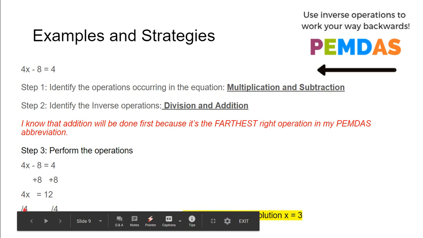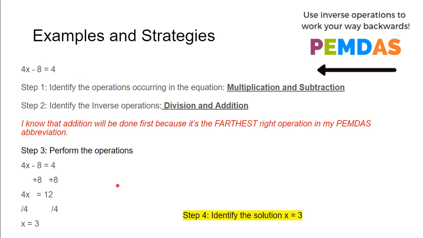Please be advised you do not have to write that 1. I have 4 divided by 4 is 1. 1x is assumed if it is just written by itself. It is just 1. Okay.